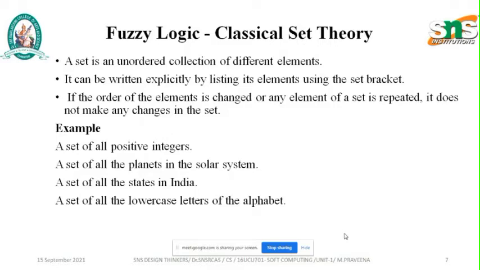See the examples: the set of all positive integers, the set of all planets in the solar system, the set of all the states in India, the set of all the lowercase letters of the alphabet. These are examples of sets. So a set is a collection of elements and it can consist of any number of elements.